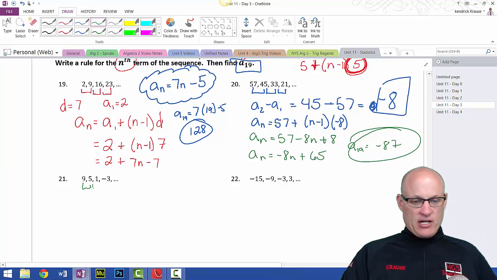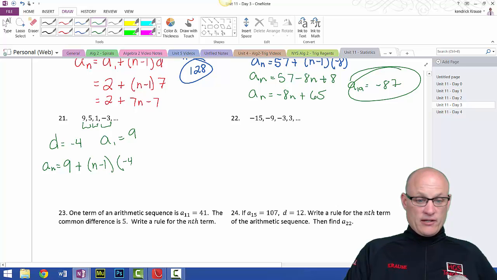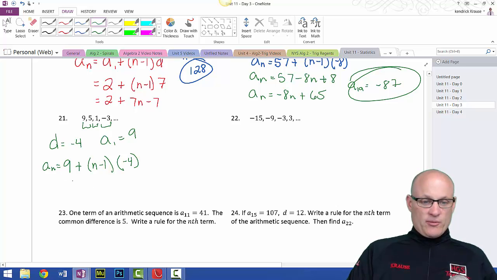Coming down by 4, coming down by 4, coming down by 4. So my common difference is equal to negative 4. My a sub 1 is 9. Therefore, my formula is a sub n equals my first term, which is 9, plus n minus 1 times negative 4. All right, so you're going to have to distribute. So you get 9 plus, well, that's going to end up being minus, actually, because when I distribute this negative, I will get 9 minus 4n plus 4.